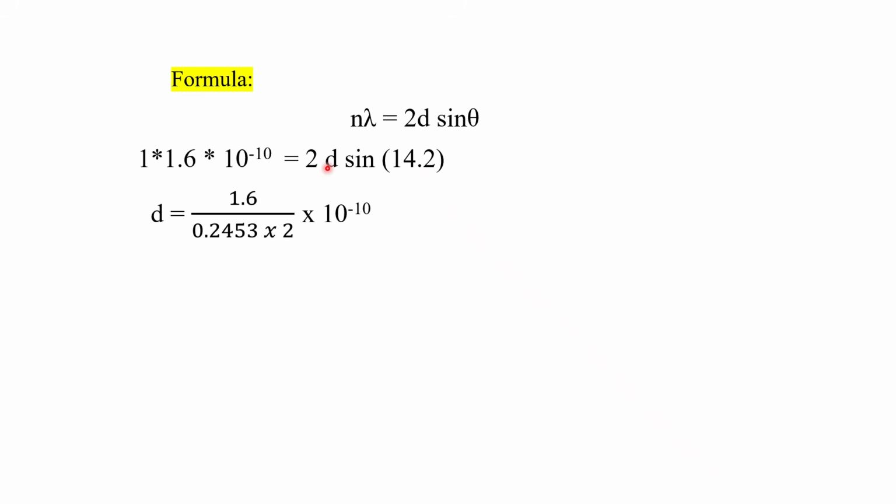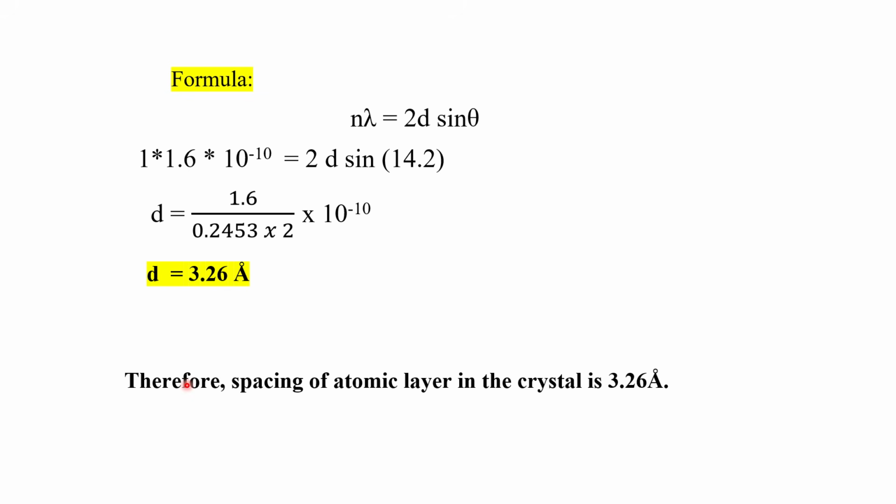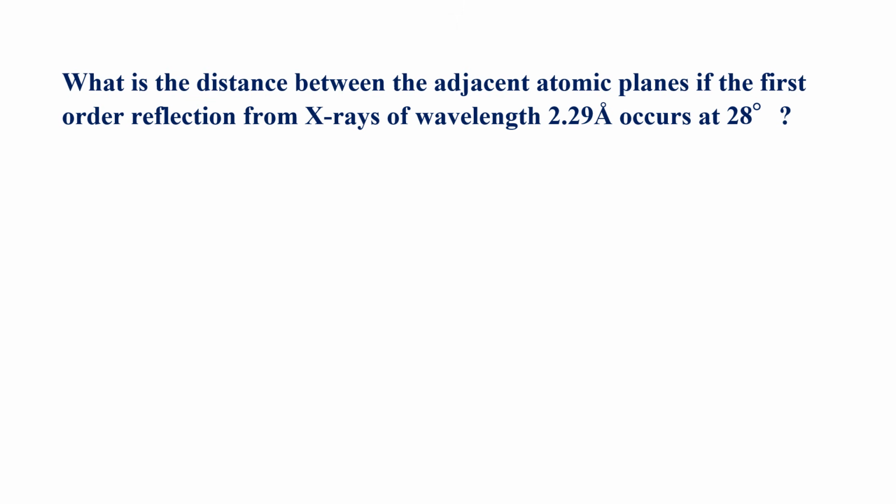Now rearrange the terms for d. The equation will become 1.6 divided by sine of 14.2, which is 0.2453, multiplied by 2, into 10 to the power minus 10. So if you do the calculations, you will find the value of d is 3.26 angstrom. So here we can say the spacing of atomic layer in the crystal is 3.26 angstrom. So like this you can solve the numerical questions related to Bragg's law. Now we will see another example.